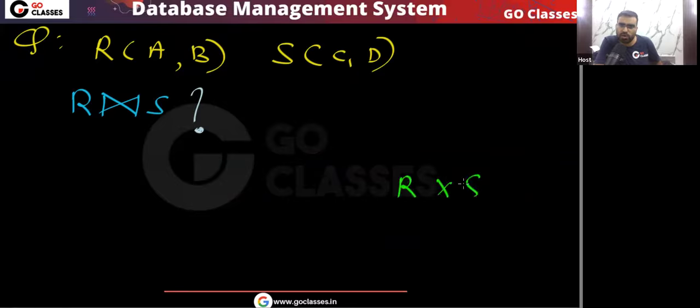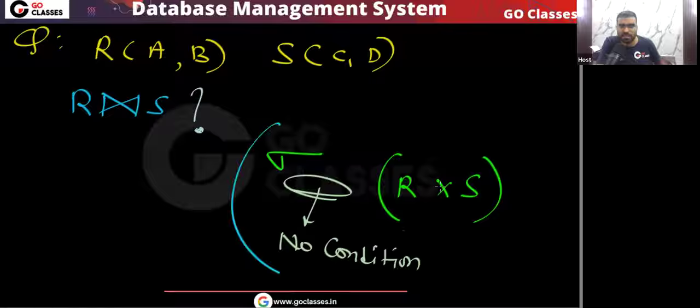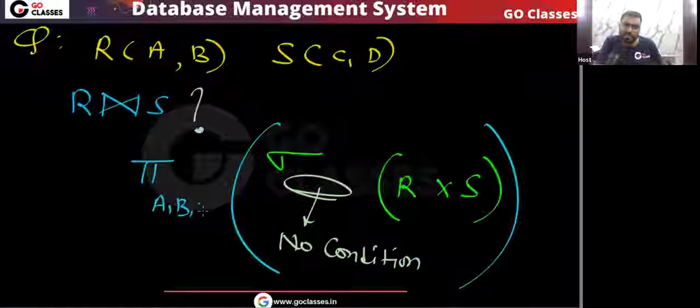First, you will do the cross product. Now there is no selection condition. Do you agree? There is no condition to select, so all the tuples will be selected. There is no condition here. And then you will find unique attributes. Unique attributes means A, B, C, D.